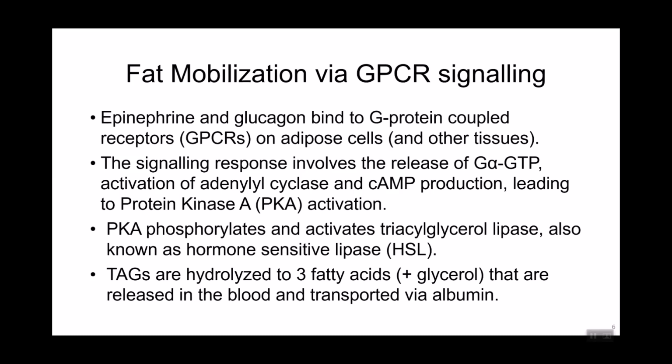Under low glucose states, glucagon can also help with the generation of energy from fats through this GPCR signaling pathway, where we have GTP-bound G-alpha subunit being released, activating adenyl cyclase to make cyclic AMP, which then activates protein kinase A to phosphorylate and activate the lipase. Triacylglycerol molecules are very hydrophobic, so we need to first hydrolyze off the free fatty acid chains, which can then be transported to the cells that need them via albumin.